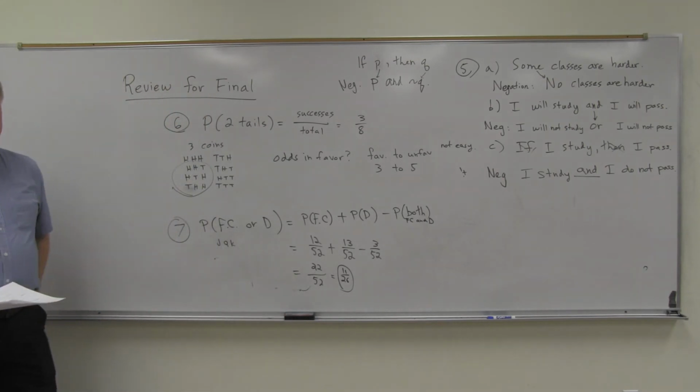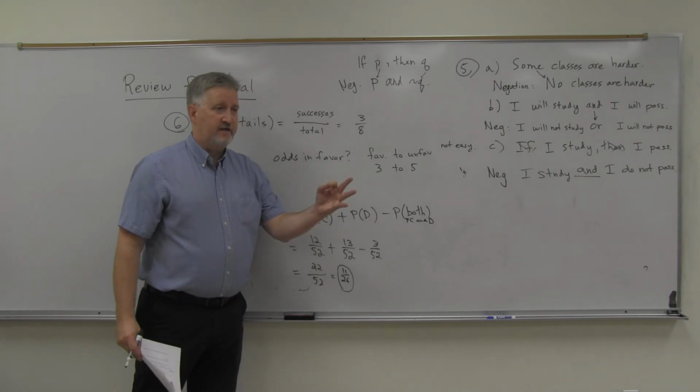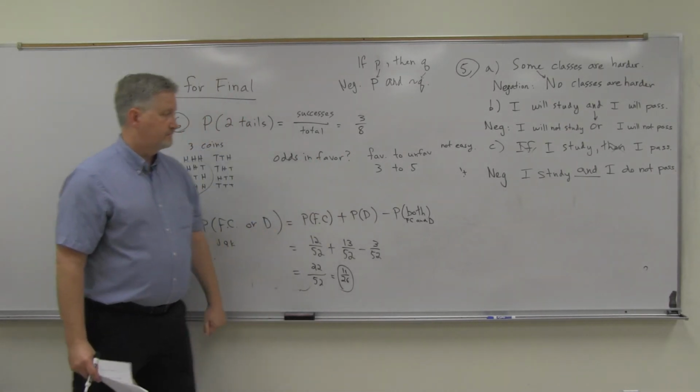Question? Where'd you get the 3 out of 52 again? All right, so that's the ones that are both face cards and diamonds. Okay, that's correct: jack, queen, and king of diamonds.